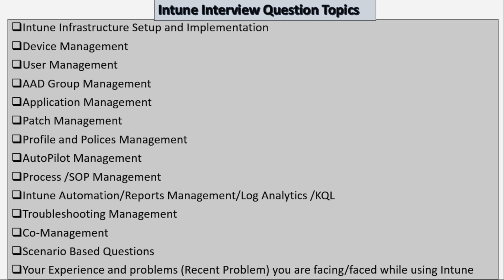Now the next question topic is around the troubleshooting management. How you are doing troubleshooting for application deployment, how you are doing troubleshooting for patch deployment, what are the troubleshooting steps you are using to fix the policy or profile related issues, what are the troubleshooting steps you are using to fix the autopilot deployment related issues. And then next topic is around the co-management. If you are using SCCM with Intune, then they might ask the question around the co-management.